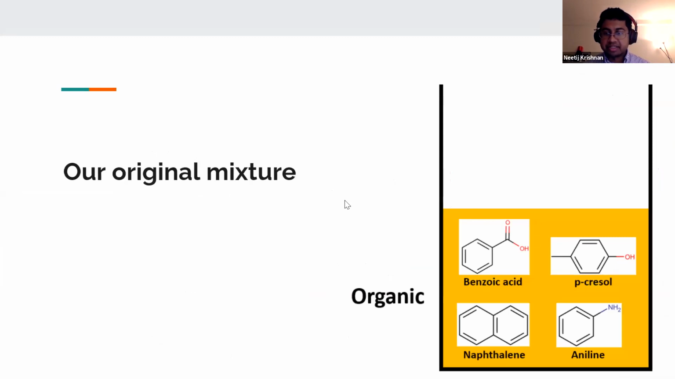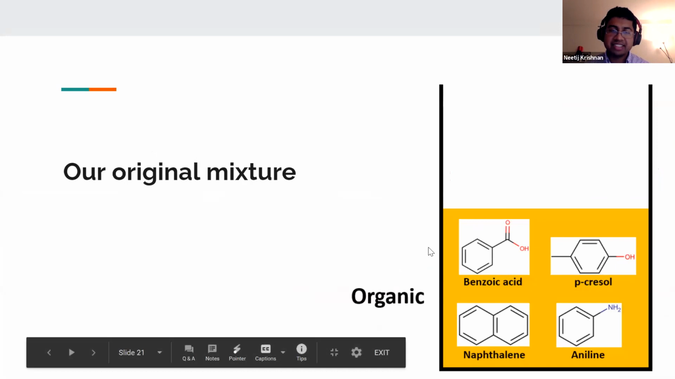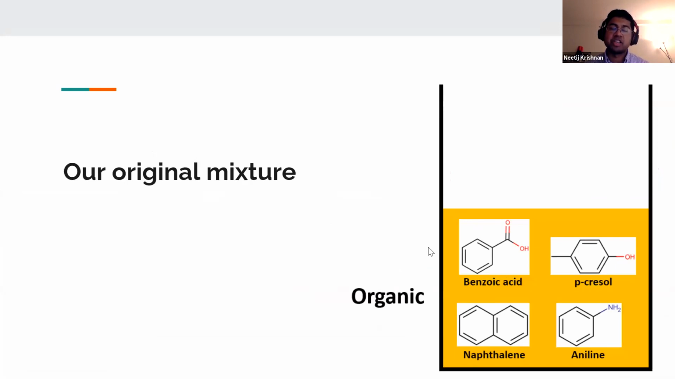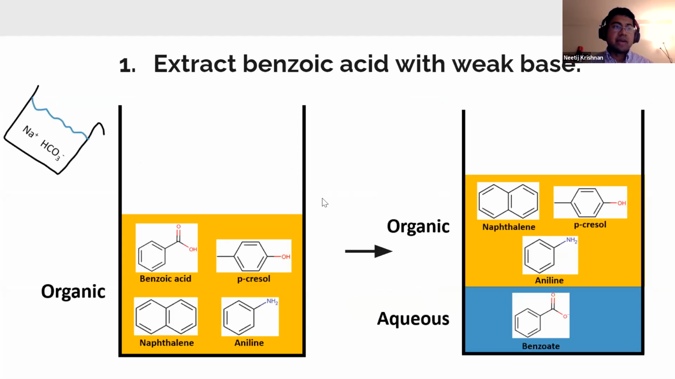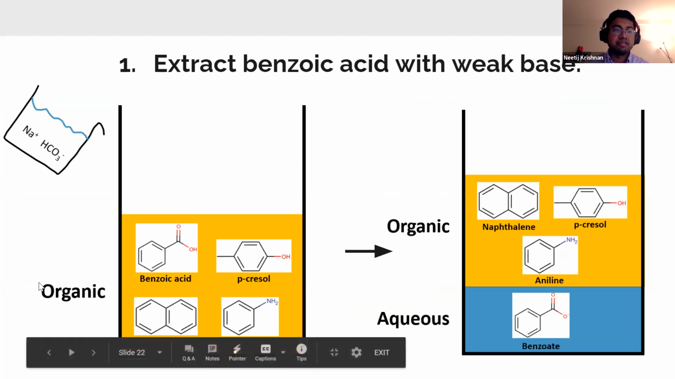Since it's a pretty decent acid, we can use a weak base. If we use a strong base, that's going to deprotonate both the benzoic acid and the P-cresol, but we only want to get one molecule at a time. So we begin with a weak base like bicarbonate, and it's going to deprotonate the benzoic acid and only the benzoic acid. That converts it to benzoate, which is ionic, or has a charge, and that's going to migrate to the aqueous layer, and then we can drain that off.